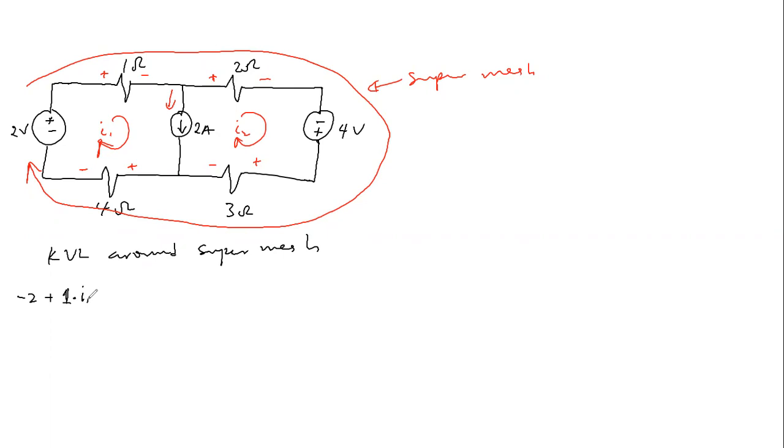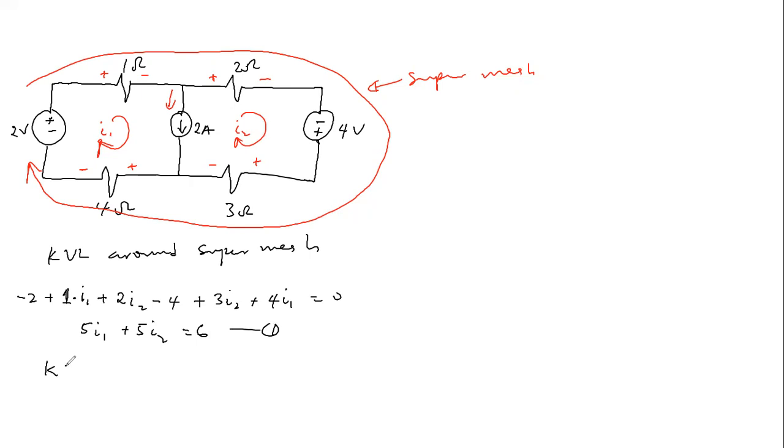Then we come to this next loop, plus 2. Current flowing in this loop is I2. It's I2. Then minus 4. Then plus 3 times (I2 plus 4 is I1 here). And then this gives us 5I1 plus 5I2 is the same as 6. Yes, that gives us our first equation.